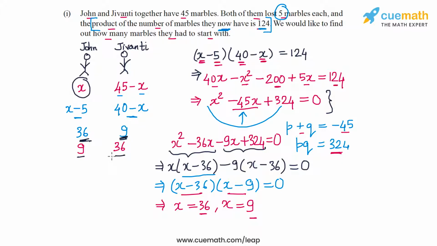And we can verify that because the original number of marbles are 36 and 9, if both of them lose 5 marbles each, then the new number of marbles are 31 and 4. The product of 31 and 4 is equal to 124, which is what is given to us in the problem statement. So the answer is correct.